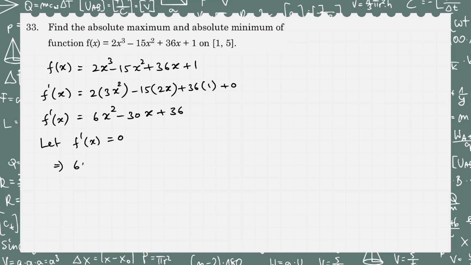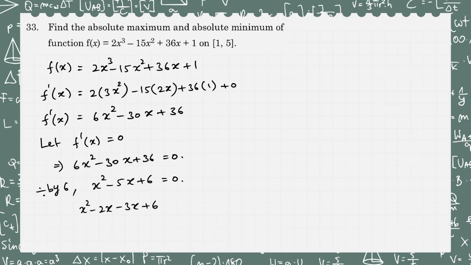That implies 6x square minus 30x plus 36 equal to 0. So we can divide completely by 6. Dividing by 6 we get x square minus 5x plus 6 equal to 0. And we need to factorize this quadratic function. Product of the factors is 6 and sum of the factors is minus 5. So the factors are minus 2 and minus 3, isn't it? So x square minus 2x minus 3x plus 6 equal to 0. So grouping them, we have x into x minus 2 minus 3 into x minus 2 equal to 0.